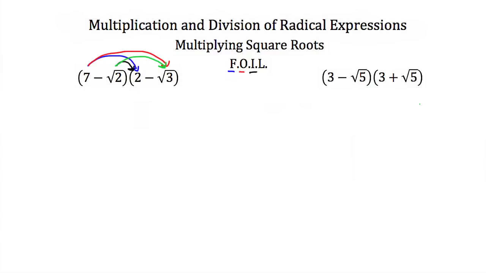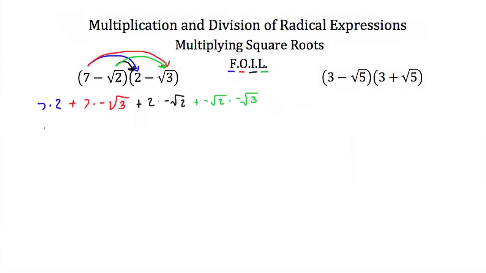So if we do this, we're going to take 7 and 2 and multiply them together. Next, we take our outside terms, so 7 and the negative square root of 3. So we're adding that to 7 times the negative square root of 3. Then we take our inside terms and add that to that. So that's 2 times the negative square root of 2. And then lastly, we take our last terms and multiply them together. So we're going to add the negative square root of 2 times the negative square root of 3.